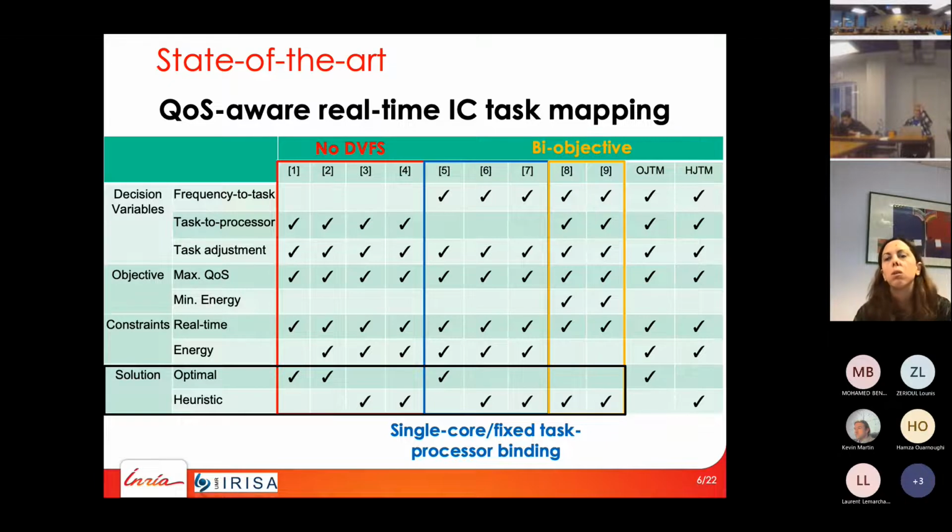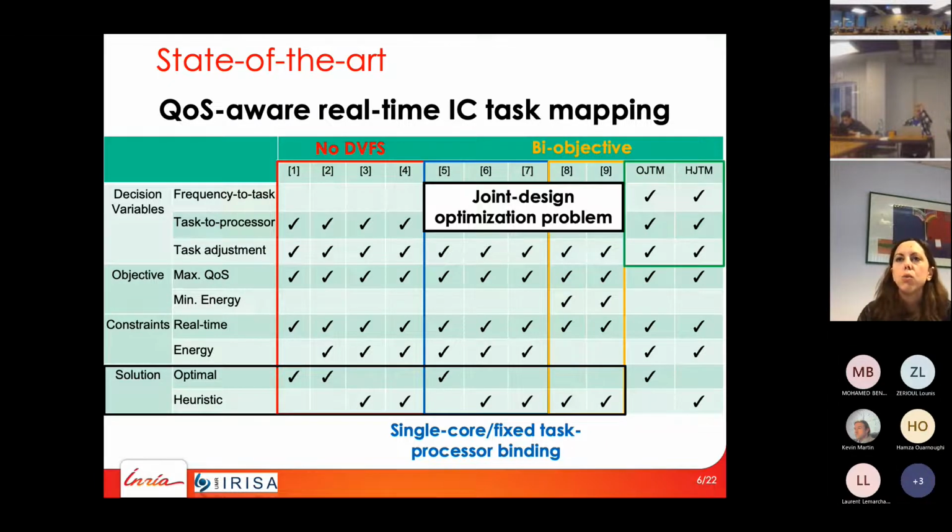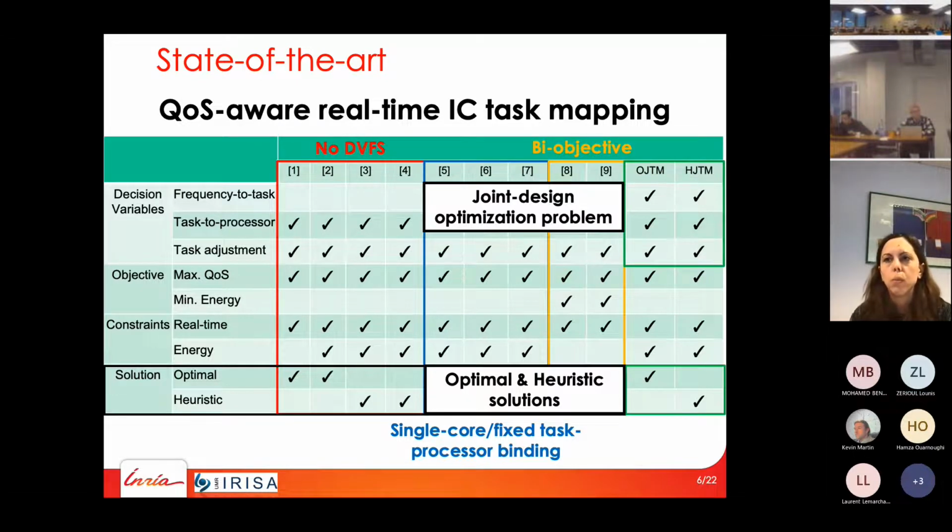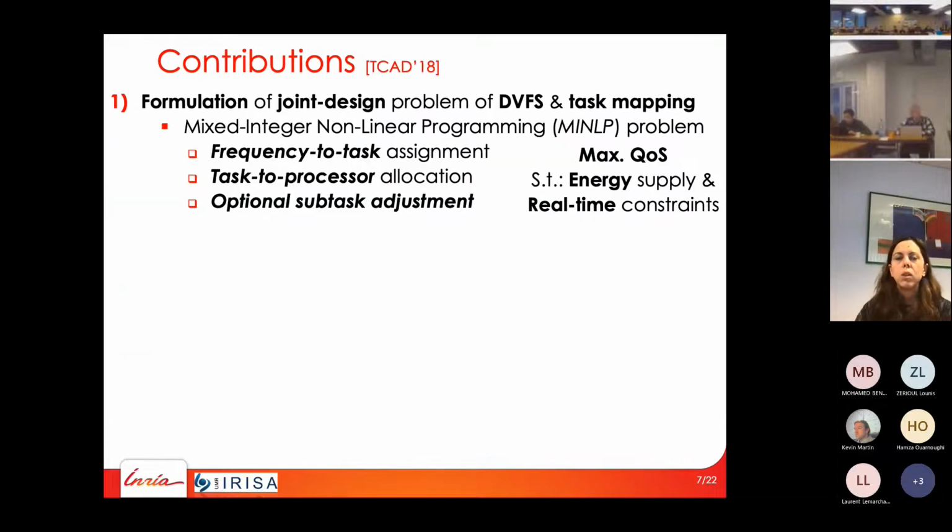So in this context, we are focusing on a joint design optimization problem, where we take into account the frequency to task assignment, the task to process allocation, and the optional subtask adjustment. And we are providing optimal and heuristic solutions. So this is a summary of the contributions that we have.